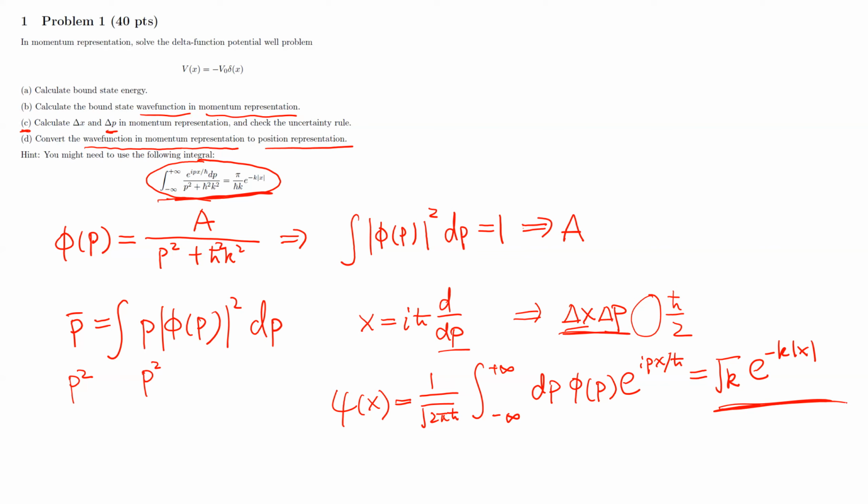For this case, it's not that hard. When you derive it, you find that solving this problem in position and momentum representations is relatively similar. But if you are working on something more complicated, like crystal structures, the momentum representation must be much, much easier. Okay, any questions about this?